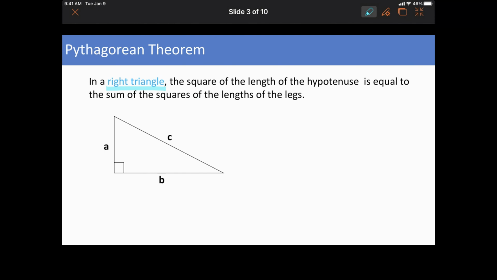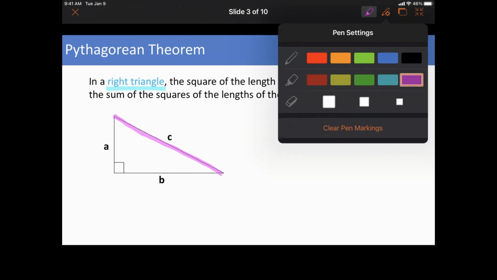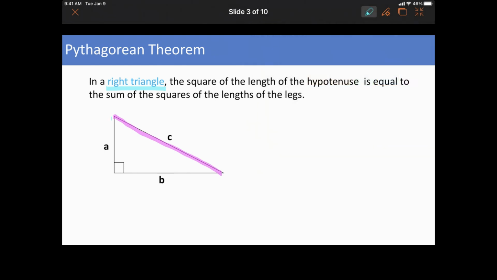And if it's a right triangle, then the other part is true, which is the square of the length of the hypotenuse is equal to the sum of the squares of the length of the sides, the length of the legs, which here are A and B. So those are the letters that are used often for the Pythagorean theorem, A, B, and C, but it could be X, Y, and Z.